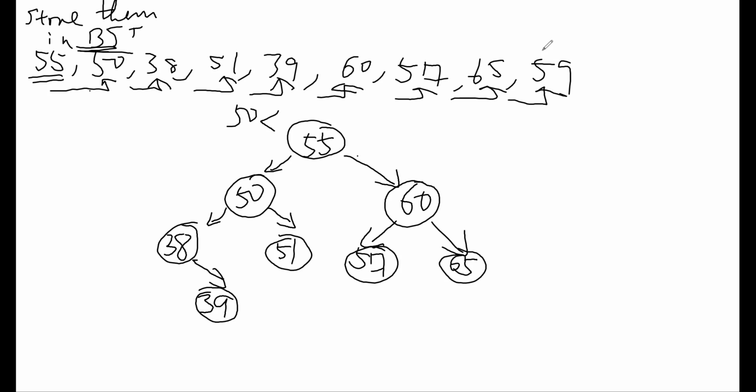And then next 59, start from the beginning. You compare with 55 and it's greater, so you go along the right subtree. And compare with 60, it's less than, so you should go to left. And then you reach 57. You compare with 57, it's greater, so it should go to right. And there is nothing to the right, so you create that node and you store it. And now you finish storing everything in the tree. So you create this tree and you store it.